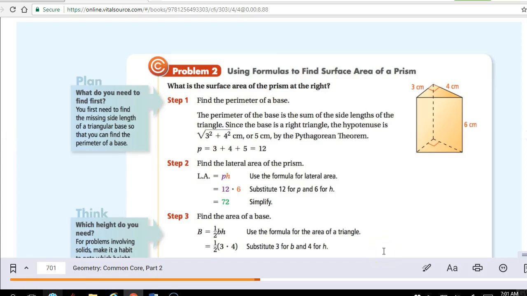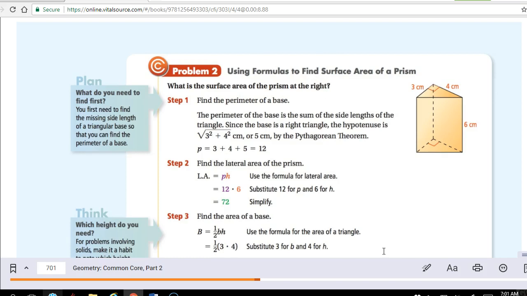Hello again. We're looking in Geometry Part 2. This is Lesson 11-2 about surface area of prisms and cylinders. And specifically, we're going to be looking at problem number 2 here. Now, what is the surface area for the prism at the right?